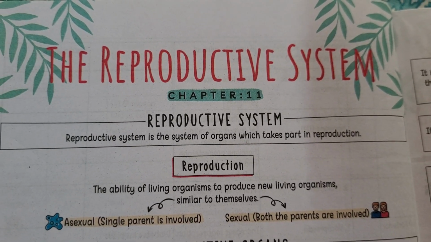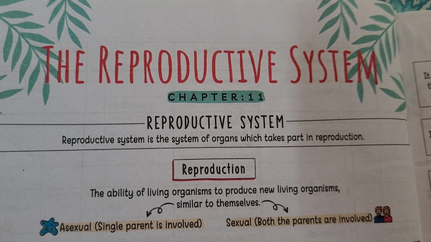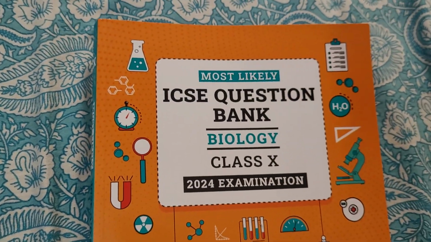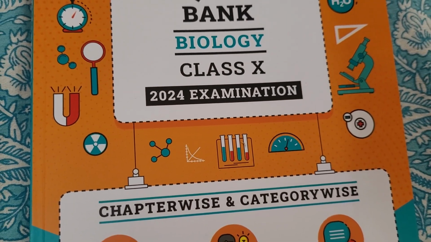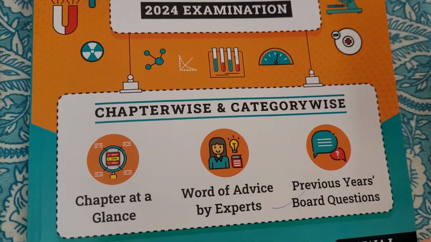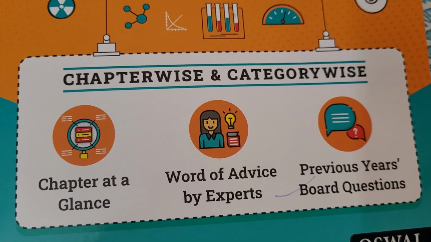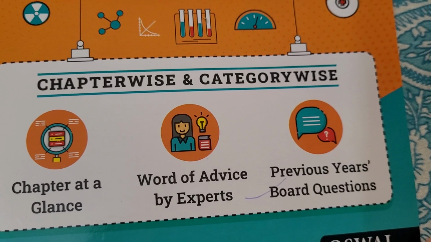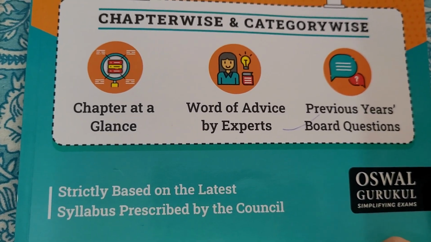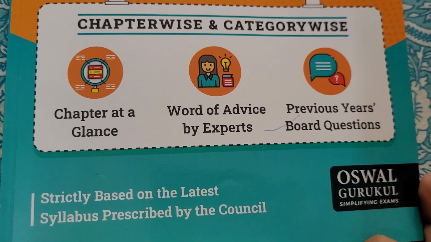Students, today I'll be talking about how to make beautiful notes of the chapter The Reproductive System. So these notes I have taken from this particular book, most likely the ICSE Question Bank for Biology Class 10 for 2024 examination. Now in this book you will have chapter-wise and category-wise chapter at a glance, word of advice by experts and previous year's board questions as well, and it is strictly based on the latest syllabus.